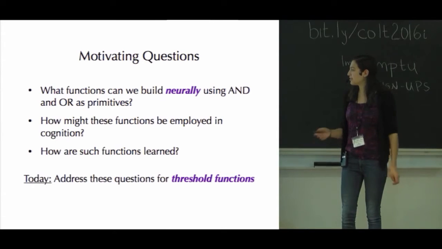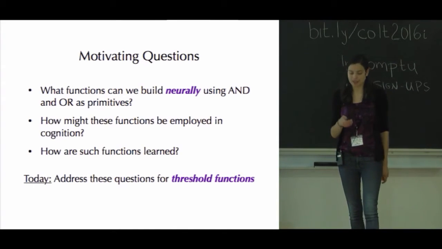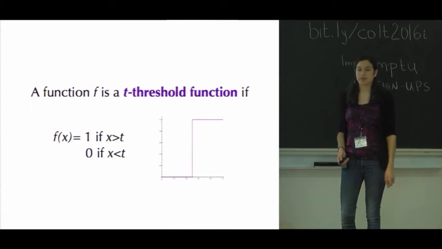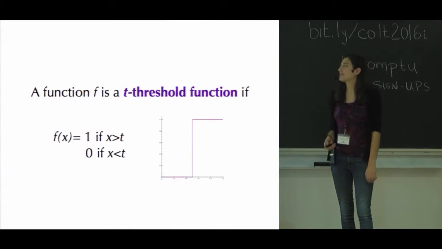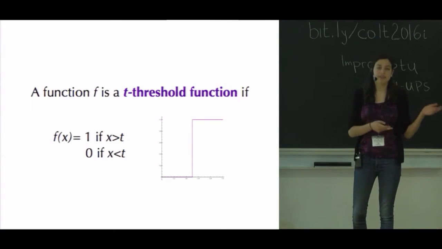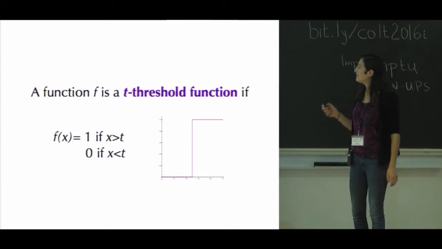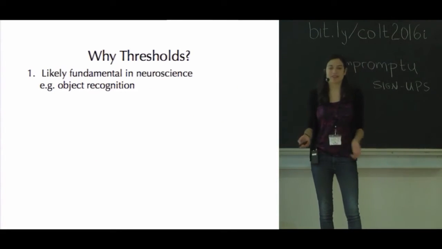Today, as I mentioned before, I'll be focusing on threshold functions, and I'll hopefully begin to answer some of these questions. Just to make sure we're all on the same page, function f is a t threshold function if it evaluates to 1 for inputs above t and evaluates to 0 for inputs below t. Here's a half threshold function. There's half.